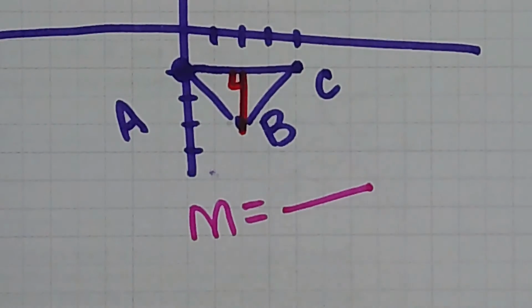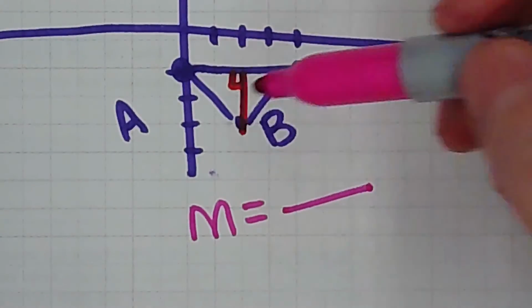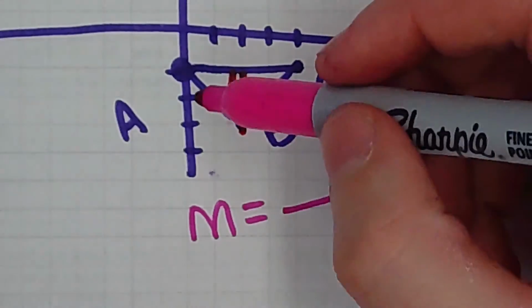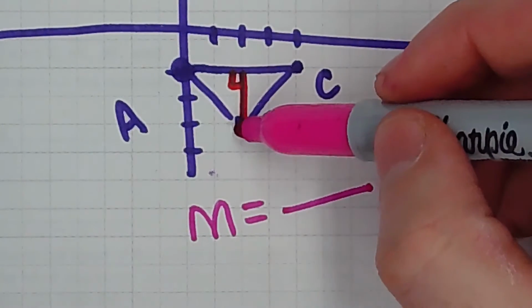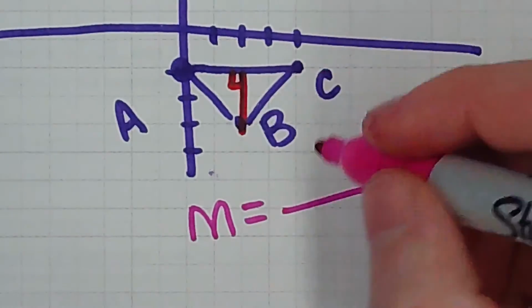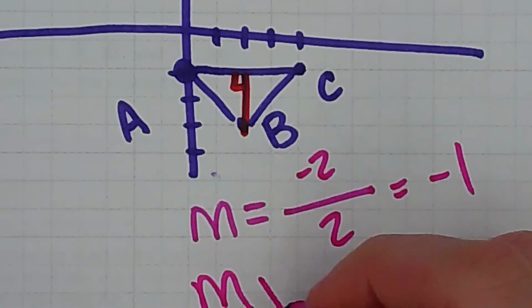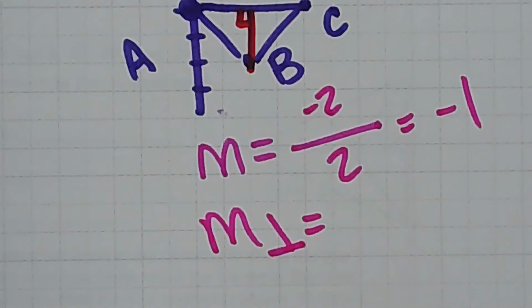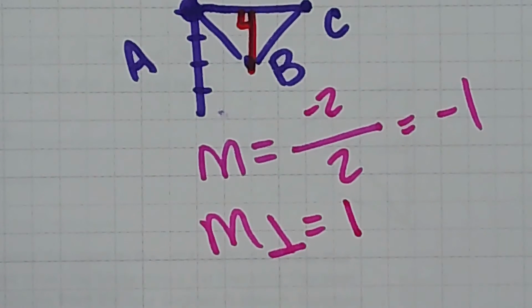Alright, so this slope between here and here, we can do using slope formula, or you can eyeball it. It looks like we go down 2 over 2. It's 1. So down 2 over 2 is -1. So the perpendicular slope is going to be what? Positive 1.